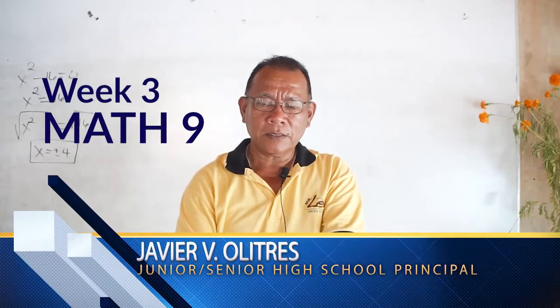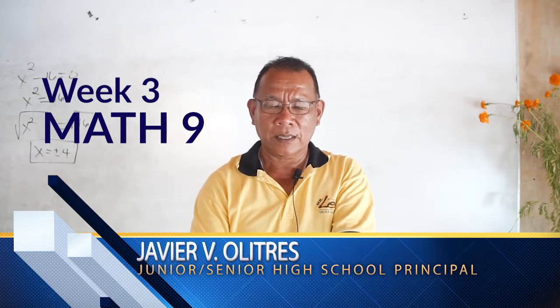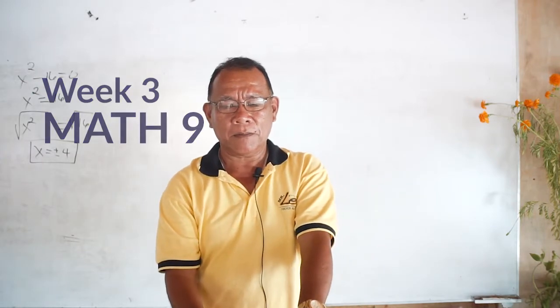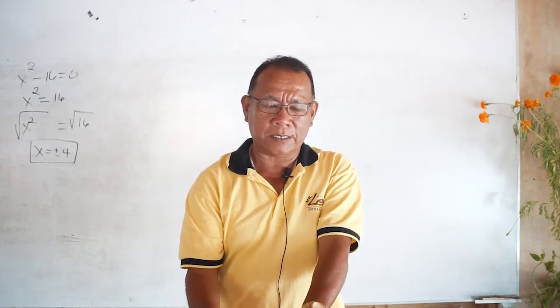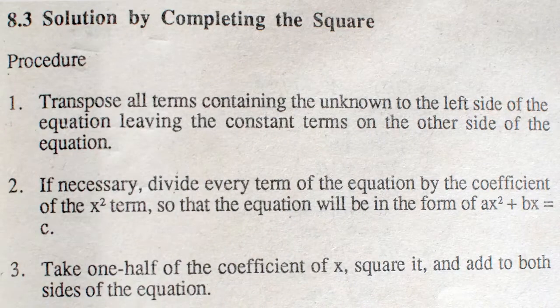Our topic today is all about completing the square. And solving the quadratic equation by using completing the square, we have the rules. Rule number 1: Transpose all terms containing the unknown to the left side of the equation, leaving the constant terms on the other side of the equation.